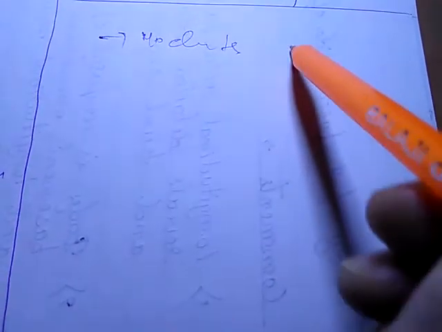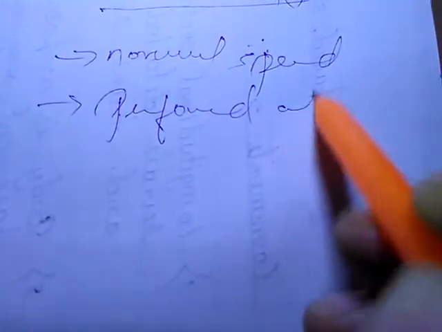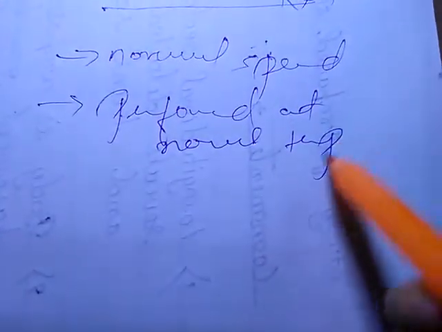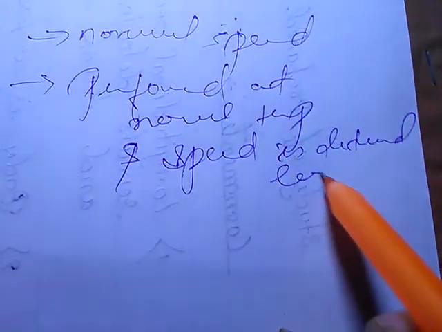Going to the next type of reaction, that is the moderate reaction. These reactions occur at normal speed. Its speed is not too slow and not too fast. It occurs at moderate speed. If the reaction is performed at normal temperature, then its speed is practical to be determined, and the speed is determined easily.